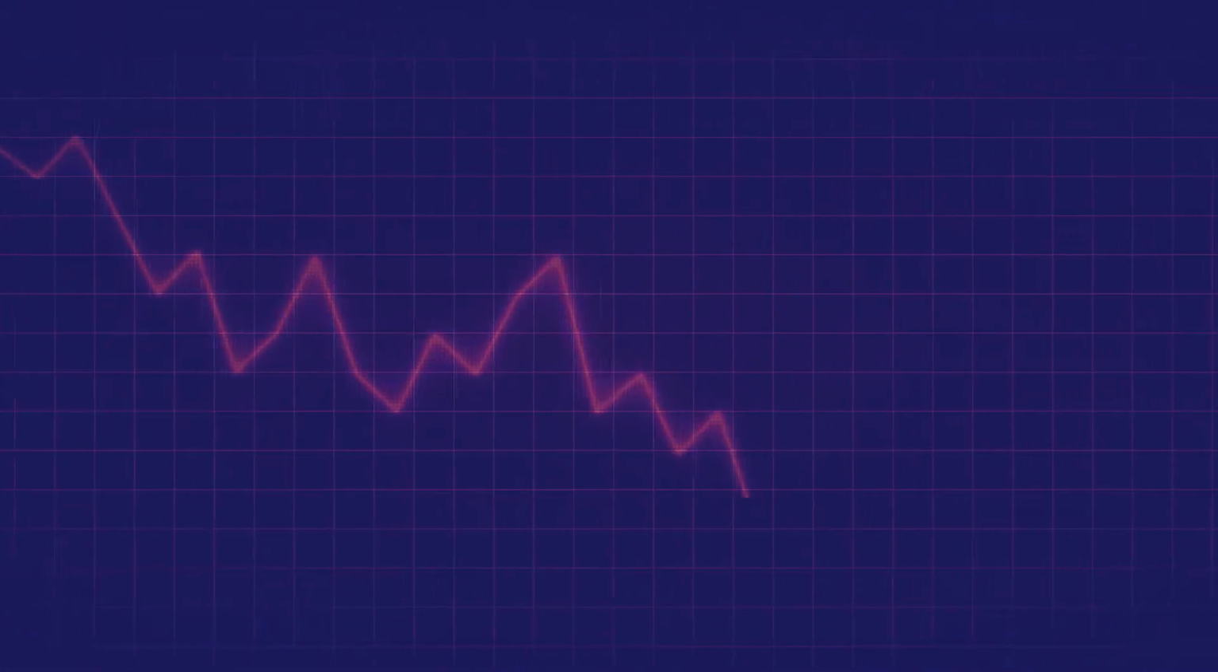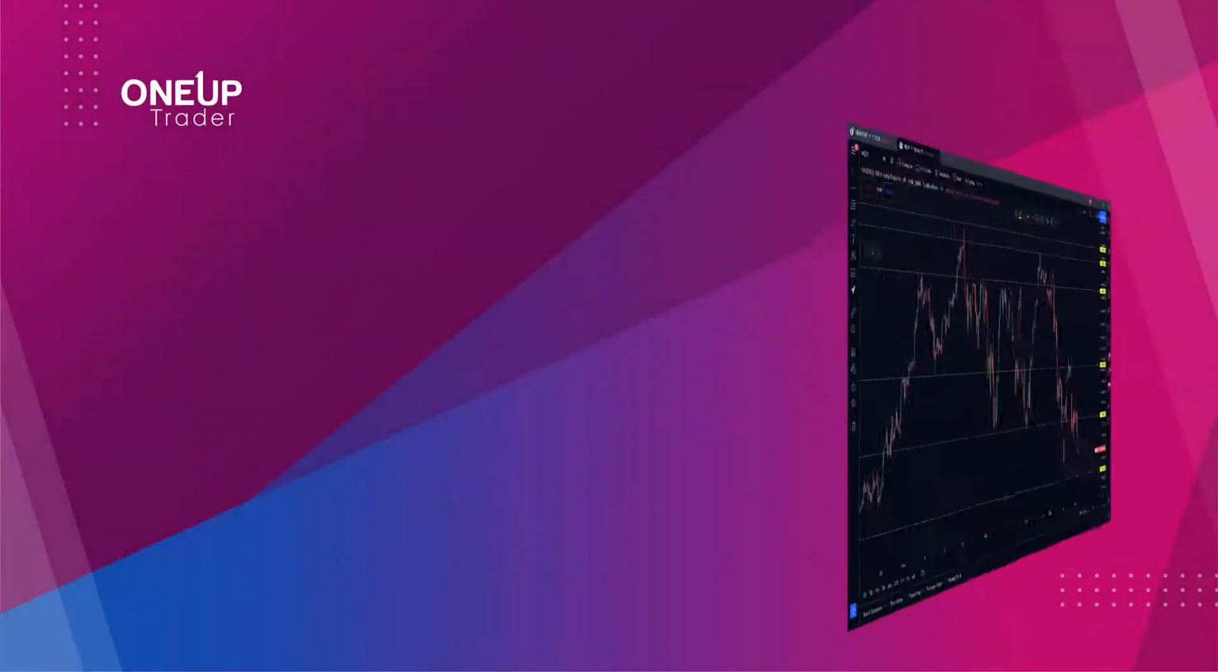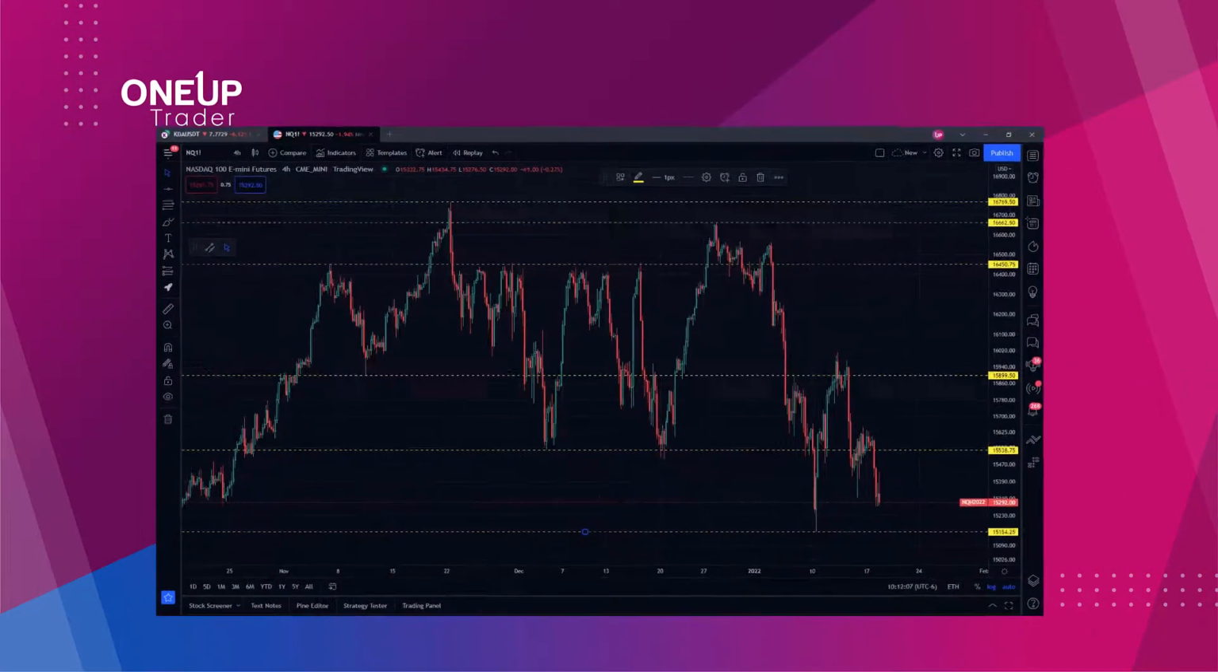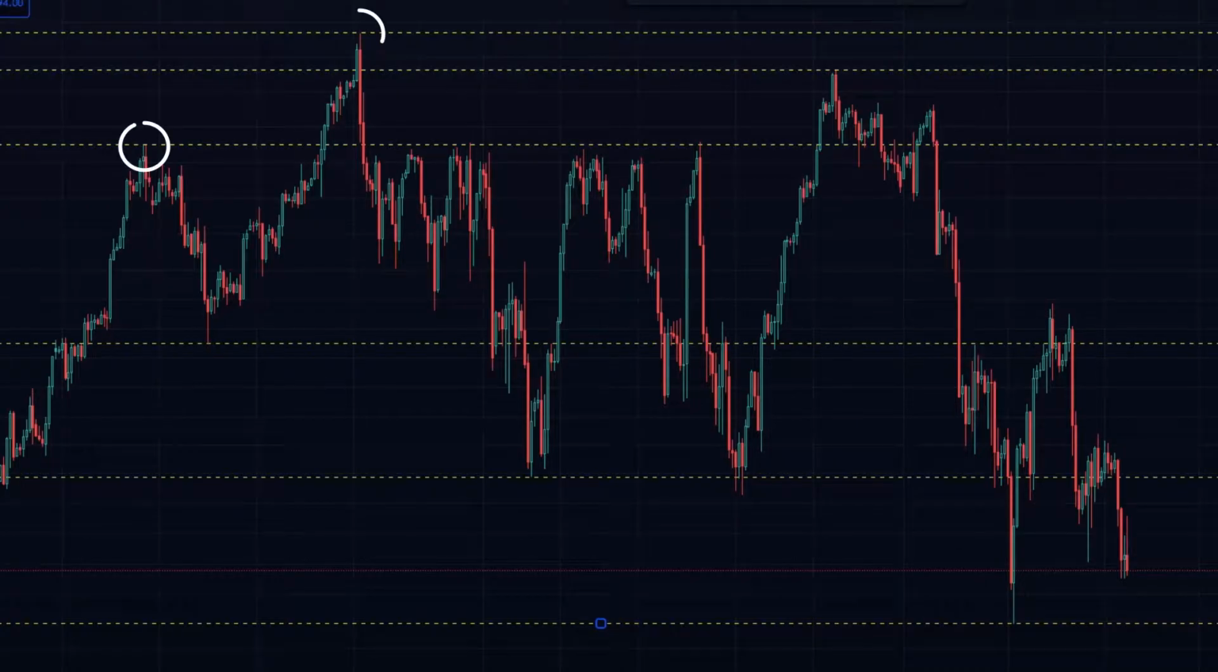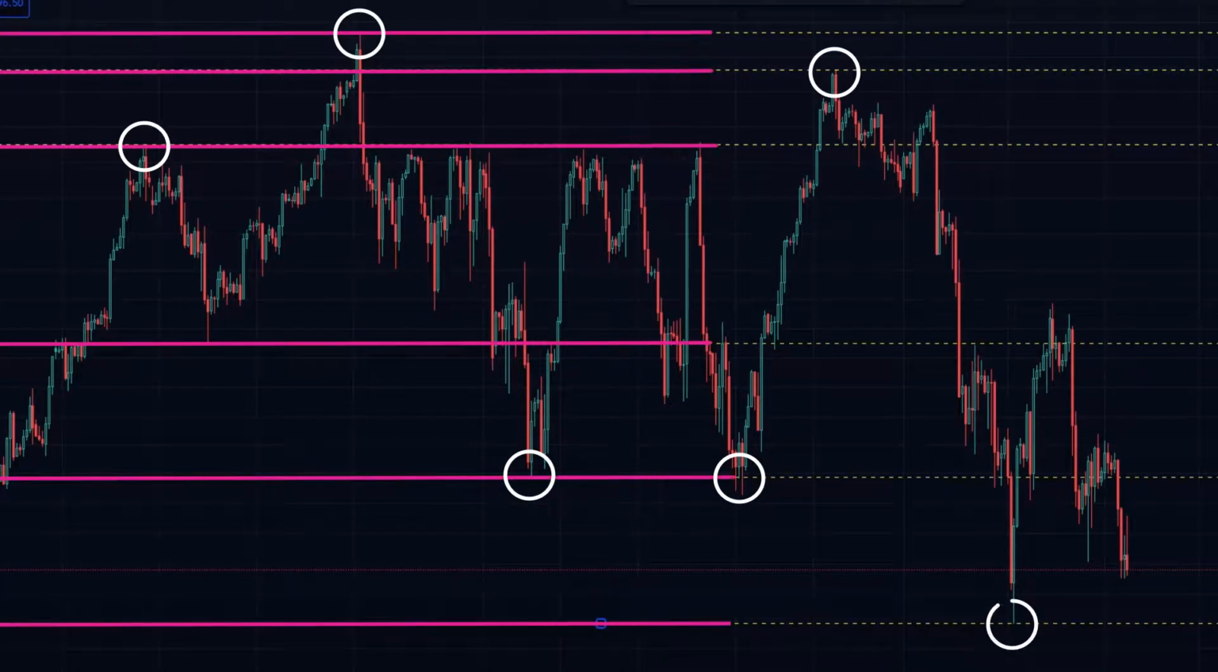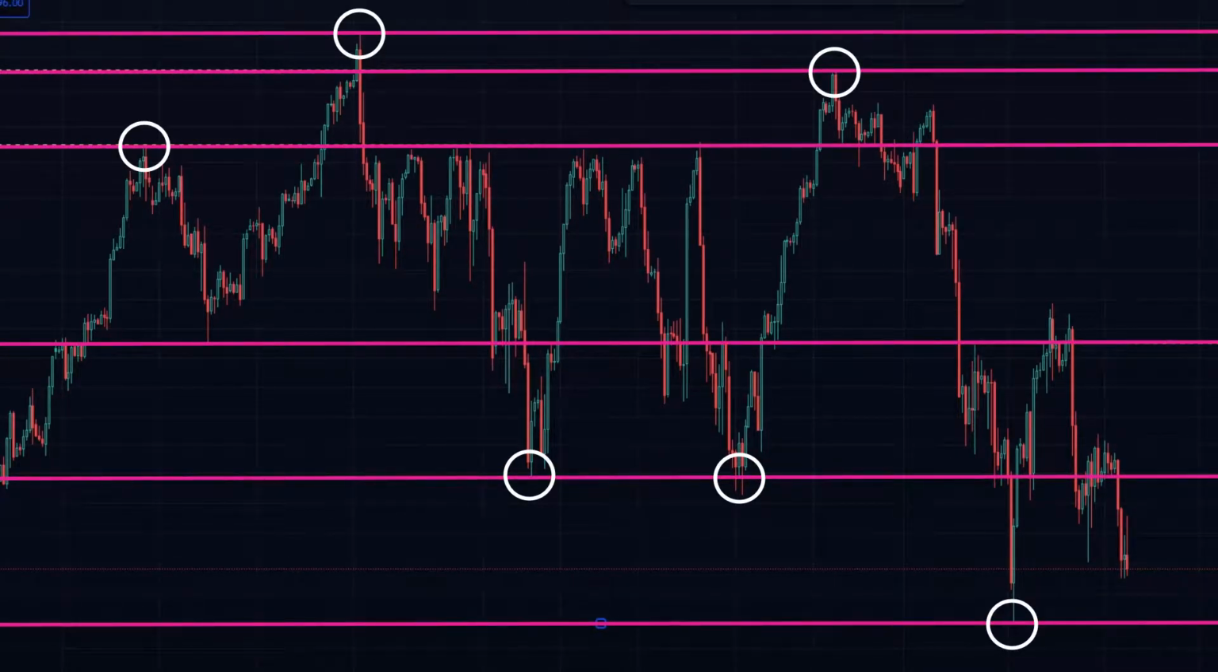The false break candle strategy works on all time frames. We look for major swings in the markets and draw horizontal lines to mark off the points of support and resistance.